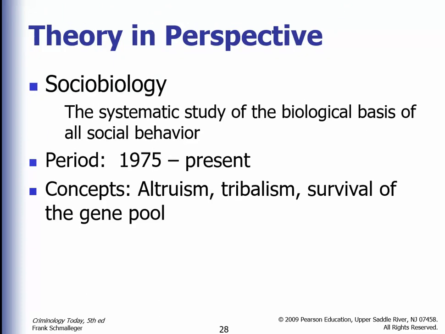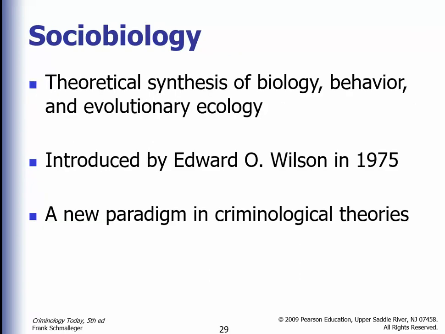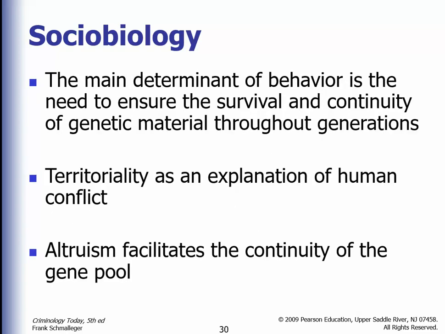Sociobiology is basically the study of the biological basis of social behavior, 1975 to the present. Altruism, tribalism, survival of the gene pool. Basically bringing together biology, behavior, and evolutionary ecology, by Edward Wilson in 1975. It's just a new way to look at criminological theories at that time. In sociobiology, they said the main determinant of behavior is the need to ensure their survival and the continuity of genetic material through generations. In other words, as I mentioned earlier in a different theory, in sociobiology it's believed that our behavior is caused by our need to perpetuate our own genetic material, to allow our line to survive.